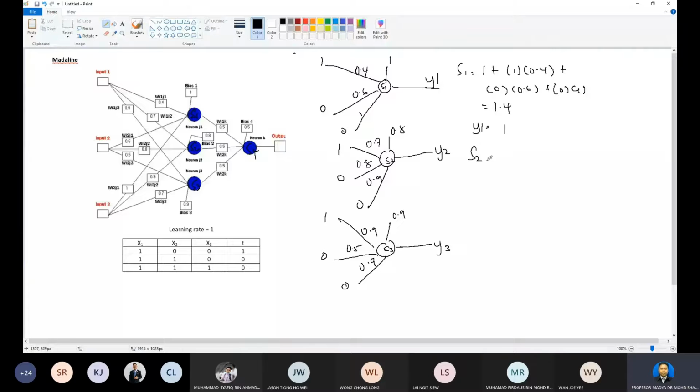For y2, calculate S2: 0.8 plus 1 multiplied by 0.4 plus 0 multiplied by 0.8 plus 0 multiplied by 0.9. So 0.8 plus 0.4 is 1.2. So y2 equals 1. And then S3, with 0.9.